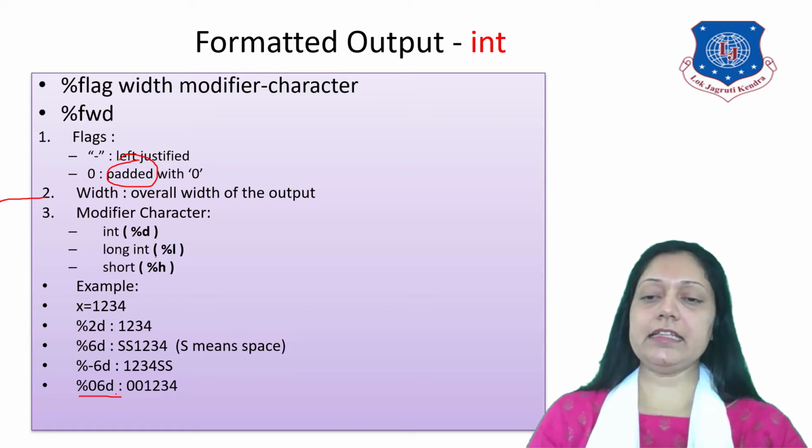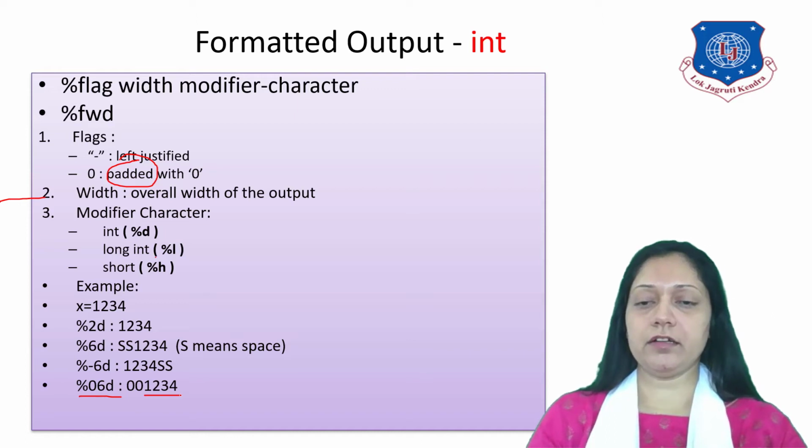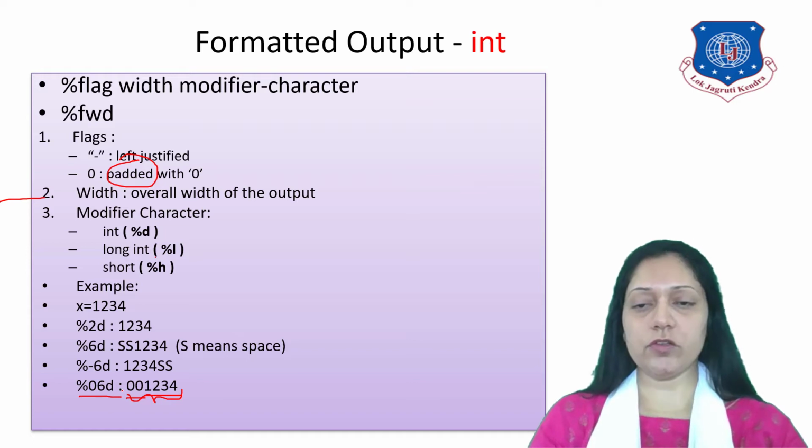6 is the width, and D is the modifier character. Now, the number 1, 2, 3, 4 is displayed, but it is right justified. Flag is 0, so the number should be padded with 2 extra zeros because the total width should become 6: 4 digits of the number and 2 zeros. If I write 07D, it means there would be 3 zeros and then 1, 2, 3, 4, and so on.